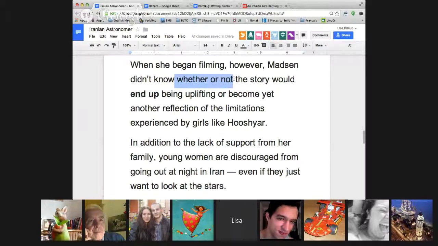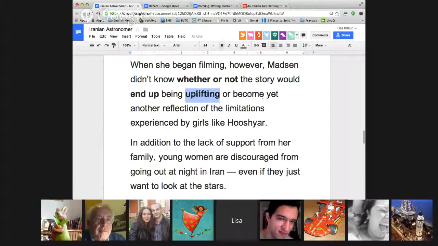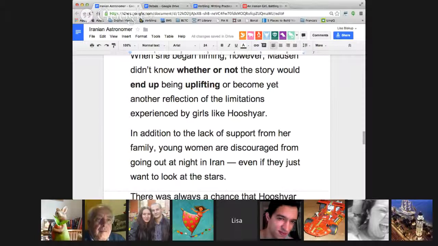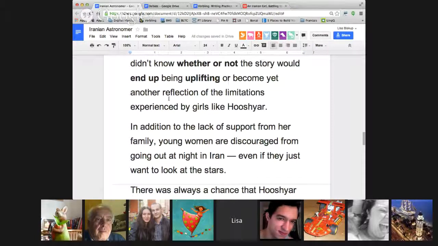This whether or not, we use that grammatical structure a lot. If you don't know whether or not, you don't know if it will be or if it won't be something, in this case, an uplifting story. She didn't know how it would turn out, we can say, how the story would turn out or end up, or what the result would be. She didn't know if it would actually be uplifting or just be another one of those films that just show, reflect means to show, the limitations that are experienced by girls. So she wasn't sure if it was going to be the same kind of story or a happy ending kind of story.